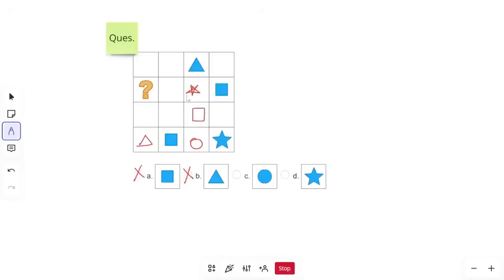Now since star is also coming in the same row, star also cannot come in the place of the question mark, because one symbol can come only one time, right? So the only option that we are left with for the question mark is circle. In this case, the question mark is going to be replaced with circle.